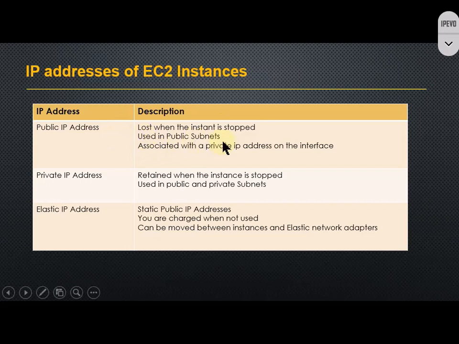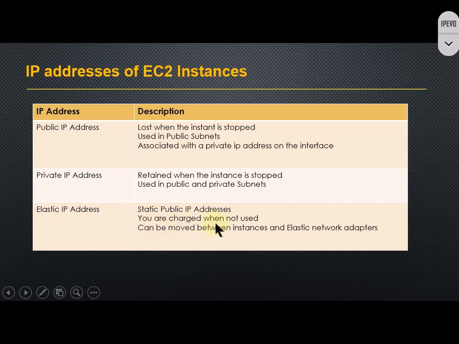So it is used in a public subnet, associated with the private IP address on the interface. The third option is the elastic IP address. This is the alternative to the public IP address, because a public IP address is lost, and there are some scenarios or cases where we do not want to lose our public IP addresses. So what we need to do is have elastic IP addresses, which are static public IP addresses.